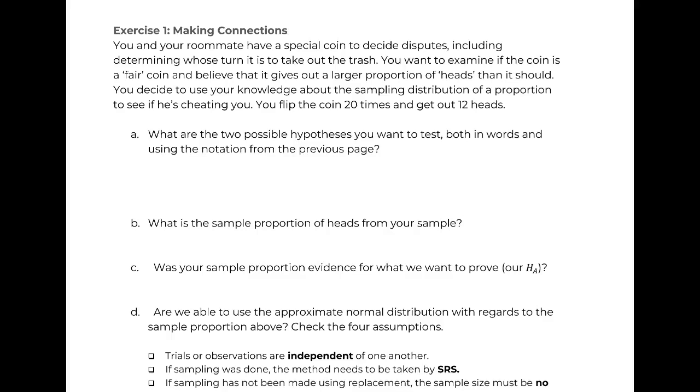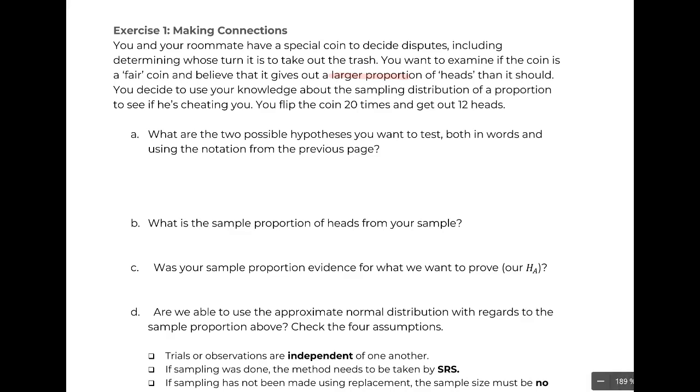All right, so here's my silly example. Suppose you and your roommate have a special coin to decide disputes, including whose turn it is to take out the trash. So you want to examine if the coin is fair, and you believe it gives out a larger proportion of heads than it should. You decide to use your knowledge about a sampling distribution proportion to see if he's cheating you.